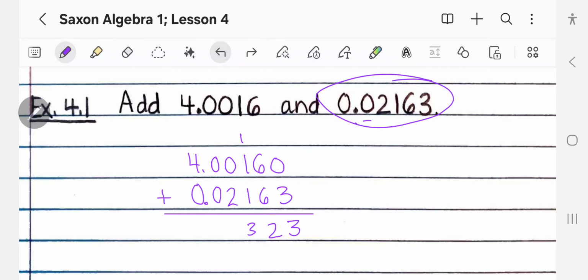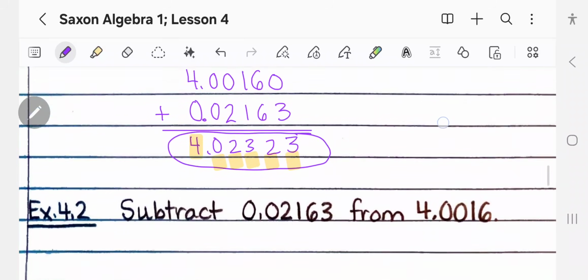Oh, I put the decimal in the wrong place. Sorry about that. 2, 0, and 4. 4.02323. Let's see how we would read that correctly. This would be tenths, hundredths, thousandths, 10 thousandths, 100 thousandths. So this would be 4 and 2,323 hundred thousandths is how you would read that. And this would be our answer.